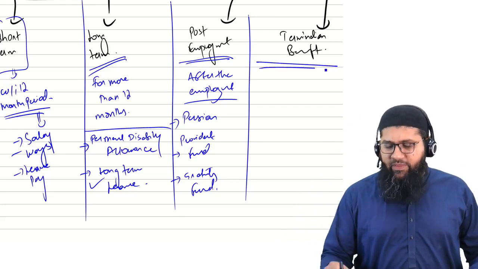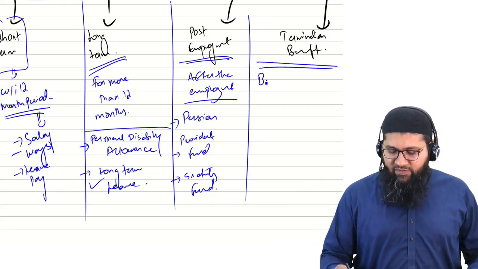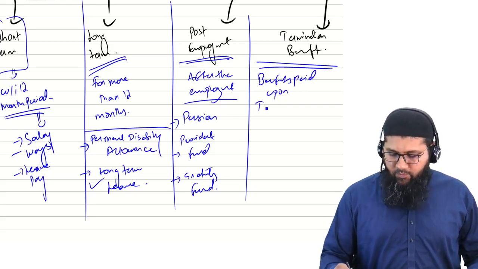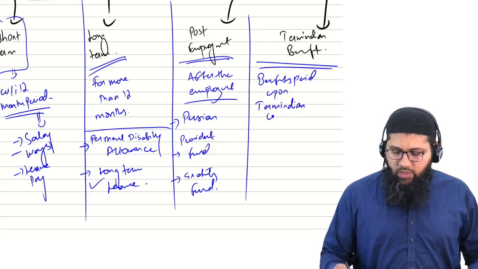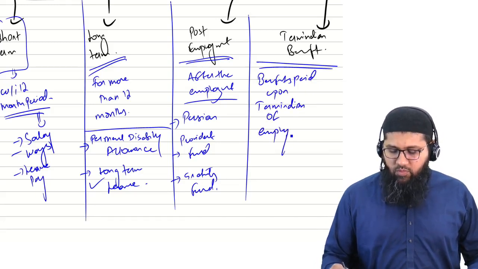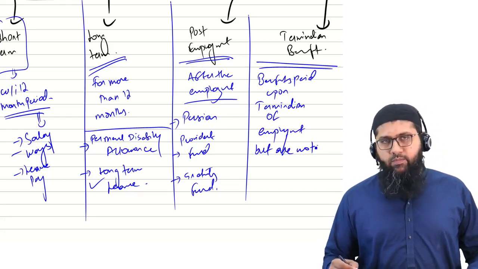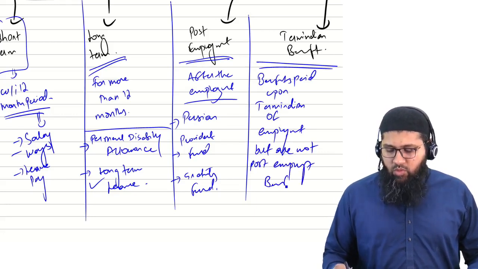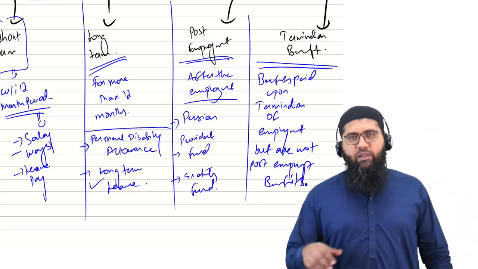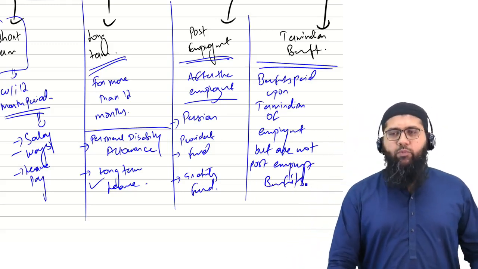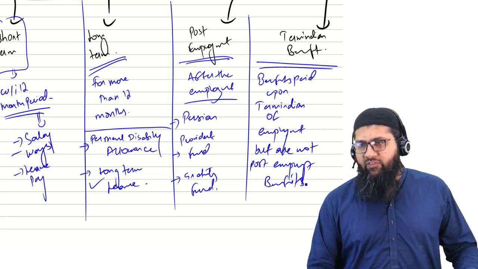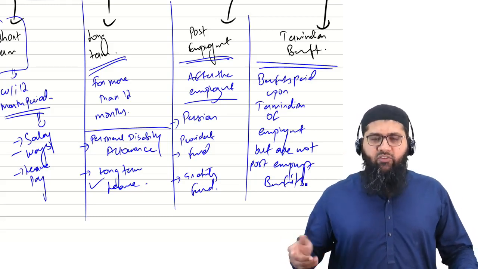And lastly, there is this termination benefits. So benefits which are paid upon termination of employment but are not post-employment benefits. So the benefits which are paid at the time of termination of employment but they are not post-employment benefits, they are considered to be what? They are considered to be the termination benefits.